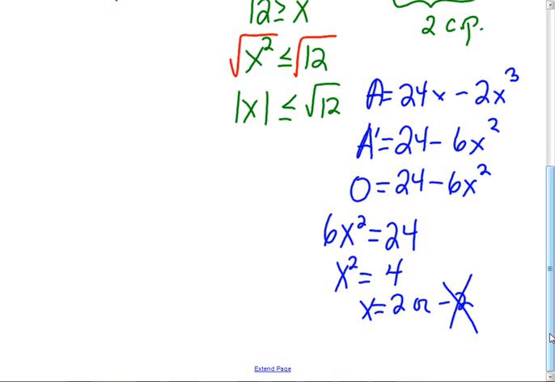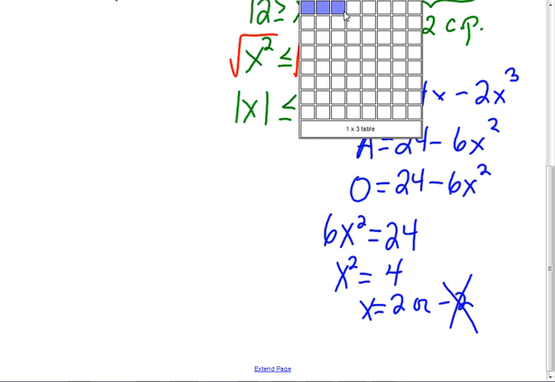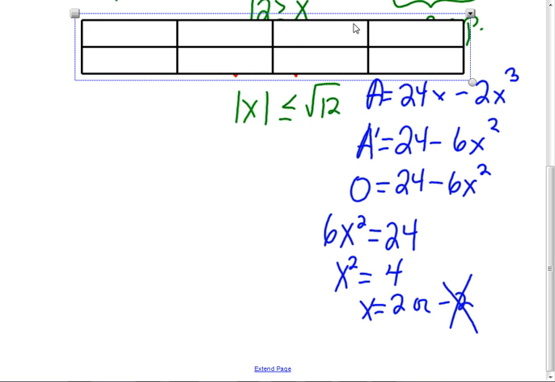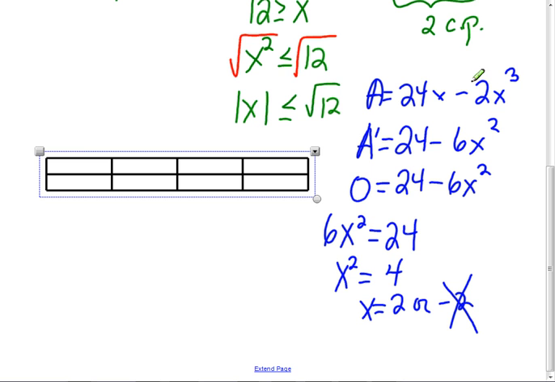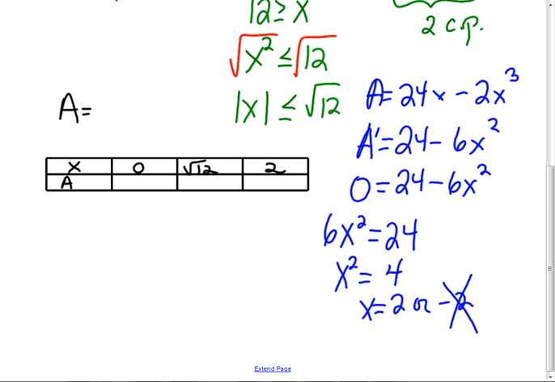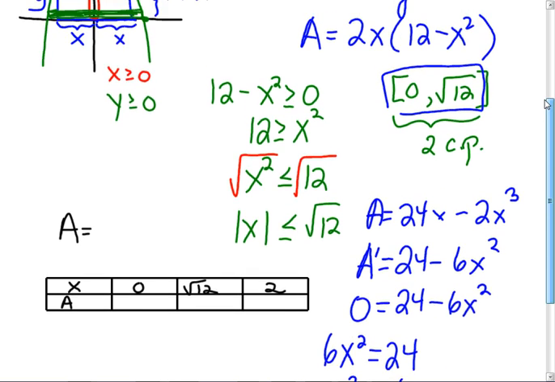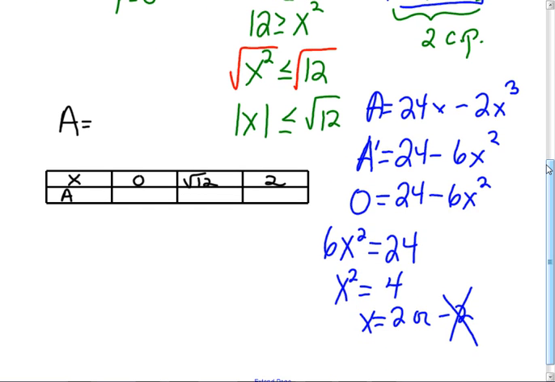Now I'll draw my little chart. Okay. So here's x, here's my area. My endpoints were 0, square root of 12, and my other critical point where the derivative was 0 was 2. And my area was, I like to keep it in factored form personally, 2x times 12 minus x squared.